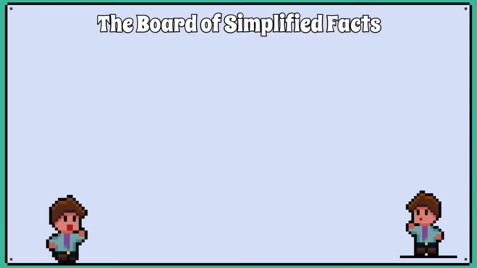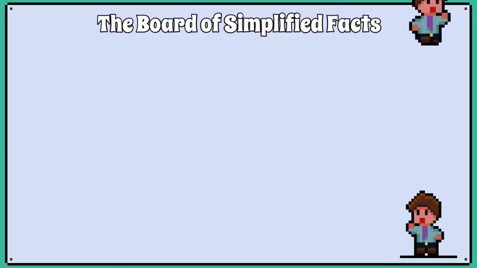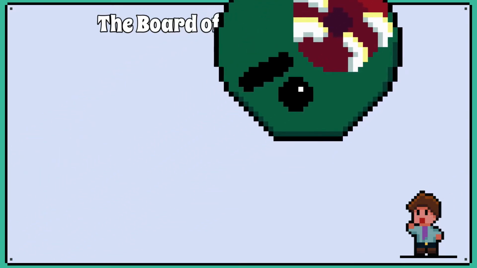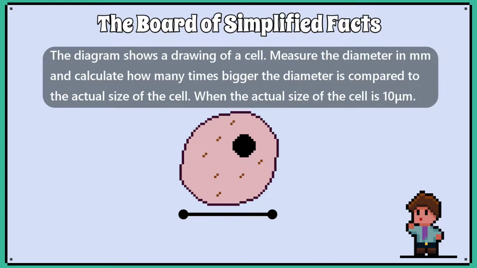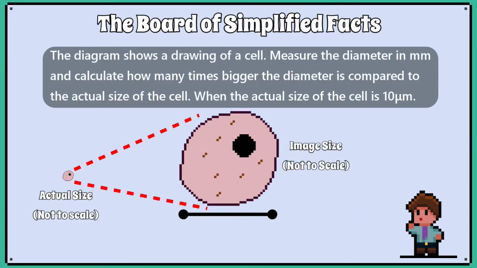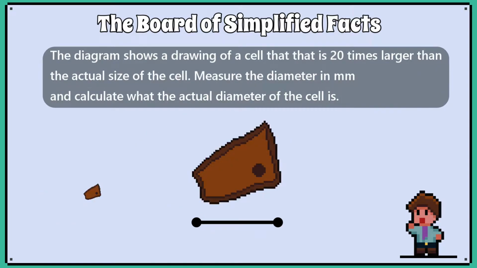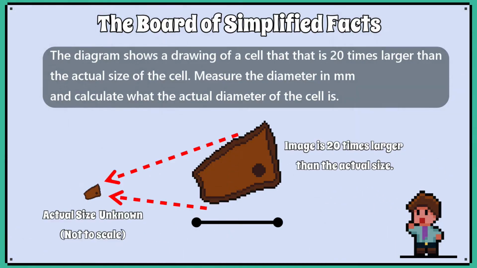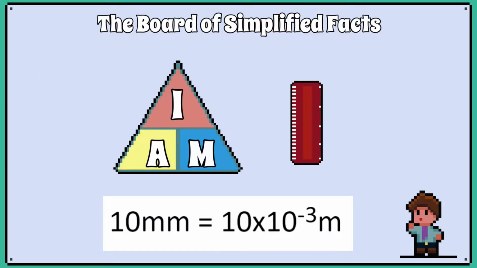So, next time you look in a microscope, hopefully you will know how much bigger the microscope is making the object appear. You might get a question in your exam that shows you a picture of a cell and asks you to work out how many times bigger the picture is compared to the actual size of the cell. Or it can ask you how small the actual cell is compared to the image if it has been magnified by X amount. This video will cover the techniques required to answer these types of questions.